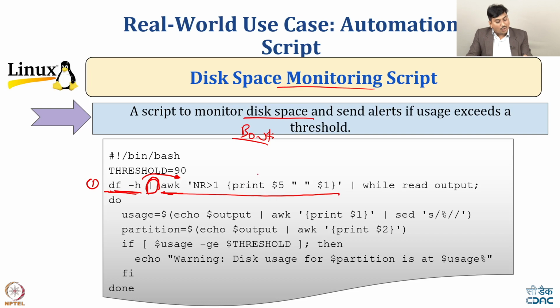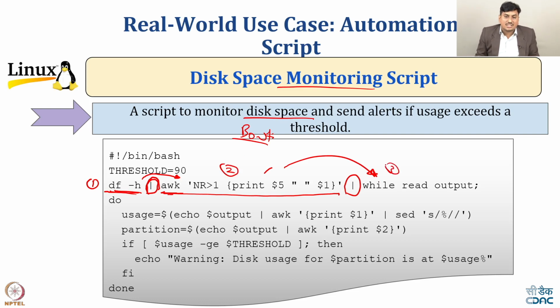Now whatever the output of this command is, once again we are passing it to the while loop. So this was one command, this was another command, and then this is a third command. So in the script we keep on running commands and passing the output of one command to the next, till the moment we get the desired thing.